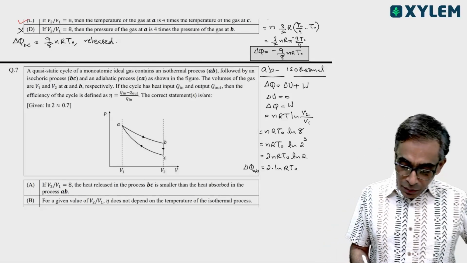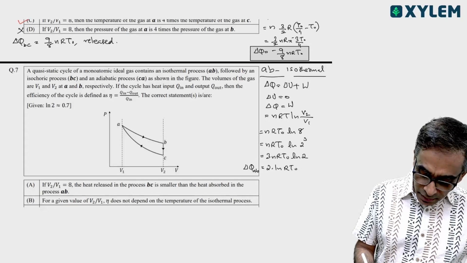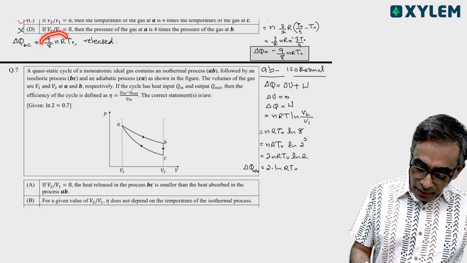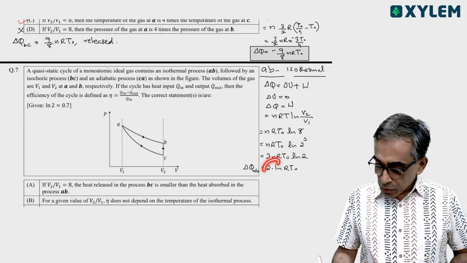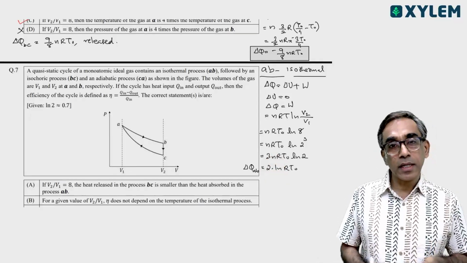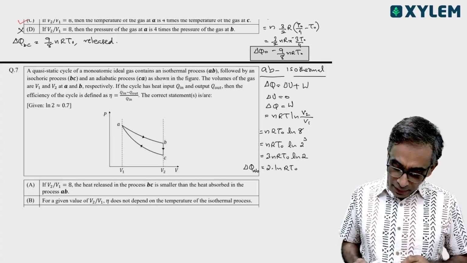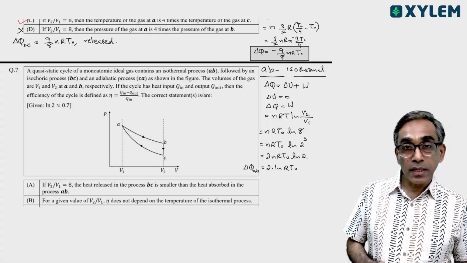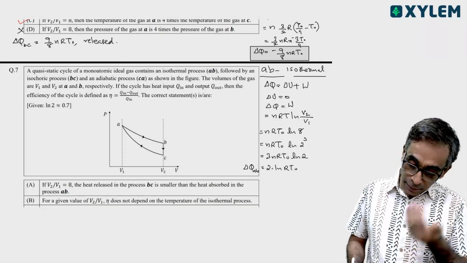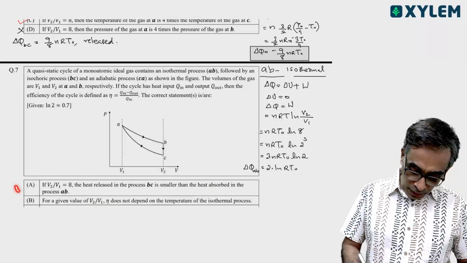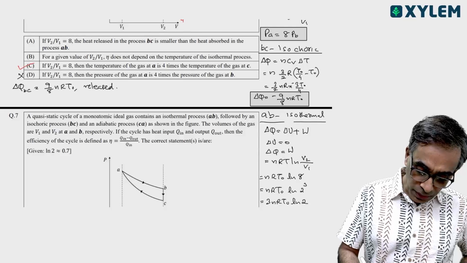Now compare these two. One is 9 by 8 and one is 2.1. And we know that 9 by 8 is smaller than 2.1. So heat released in the process BC is actually smaller than the heat absorbed in the process AB. Option A is correct.